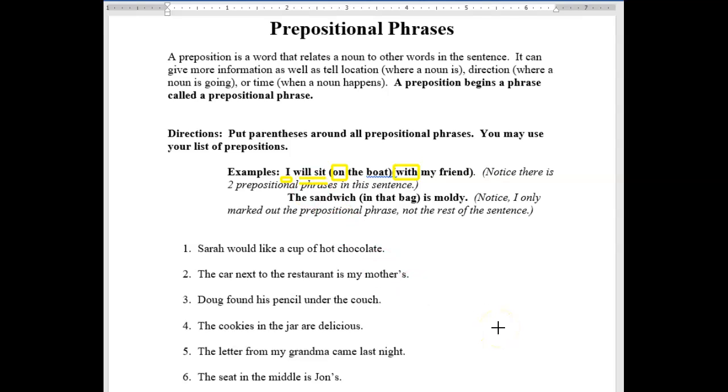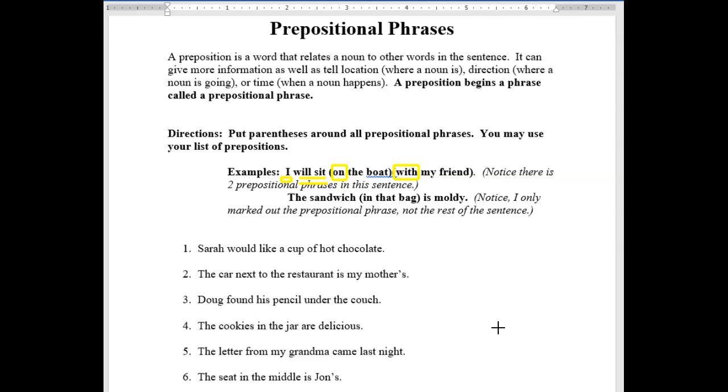So in that sentence, I is the subject, will sit is the verb, and on the boat and with my friend are prepositional phrases. So eventually we will get to the point where we will underline the subject, underline the verb, and put parentheses around the prepositional phrases. I just wanted you to see that. Today all we're going to do is find the prepositional phrases and put parentheses around them.